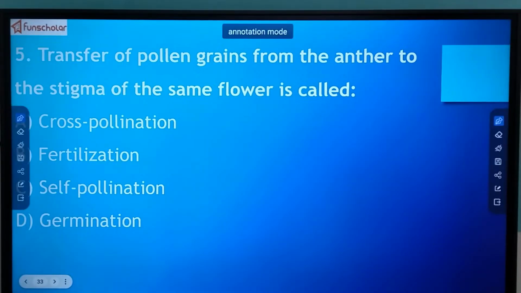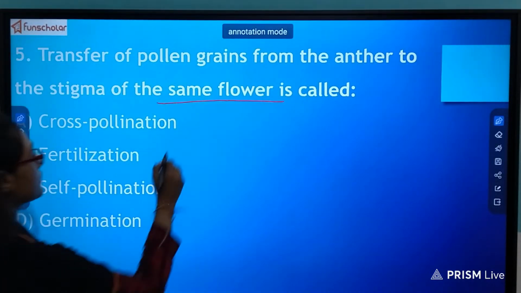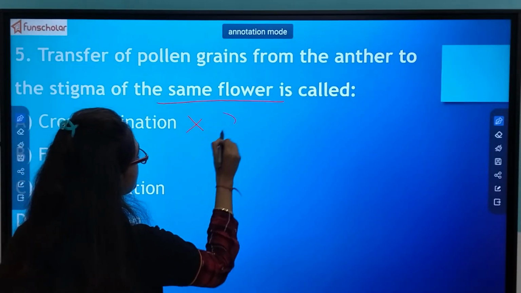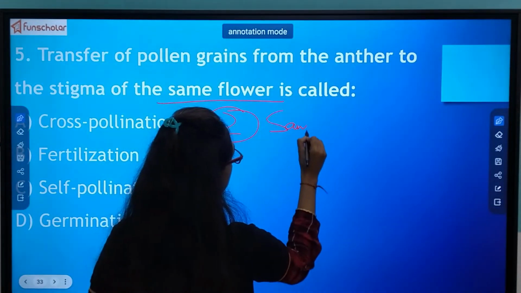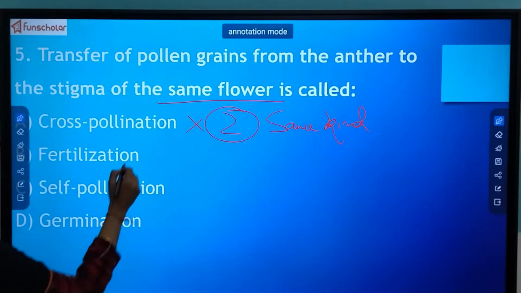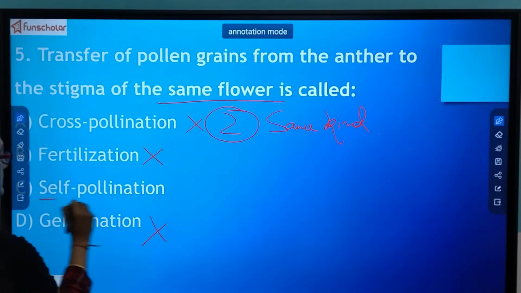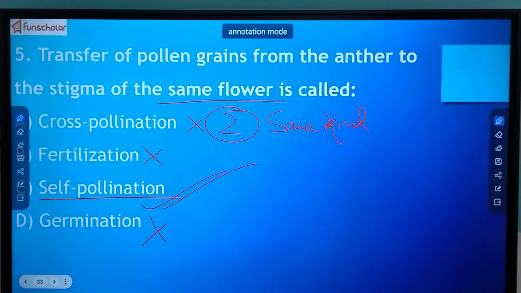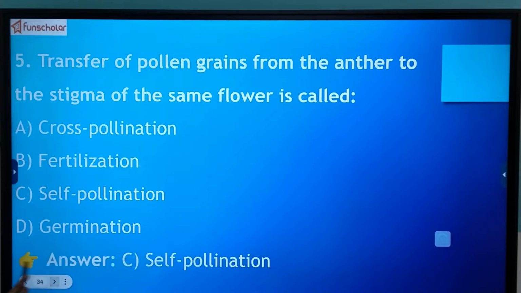The transfer of pollen grains from the anther to the stigma of the same flower is called cross pollination? No, because that happens between two different flowers of the same kind. Fertilization? No. Germination? Obviously no. Then what is left? Self-pollination. Understood? Okay. Next.